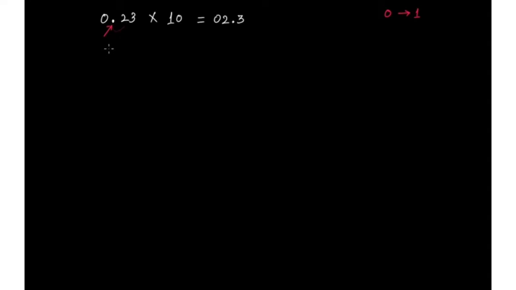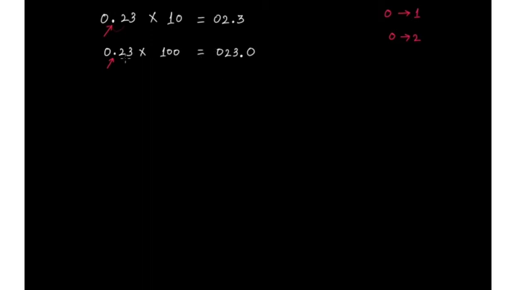So 02.3. What if it was 0.23 multiplied by 100? In this case, your decimal point is here. How many zeros do we have in 100? We have 2 zeros. It means that your decimal point will come after the second digit to the right of this decimal point. So how many digits do we have after the decimal point? 1 and 2. So this is 0, 2, 3 and the decimal point will come here. Since we don't have any other digit after 3, you'll simply place a 0 there, right?